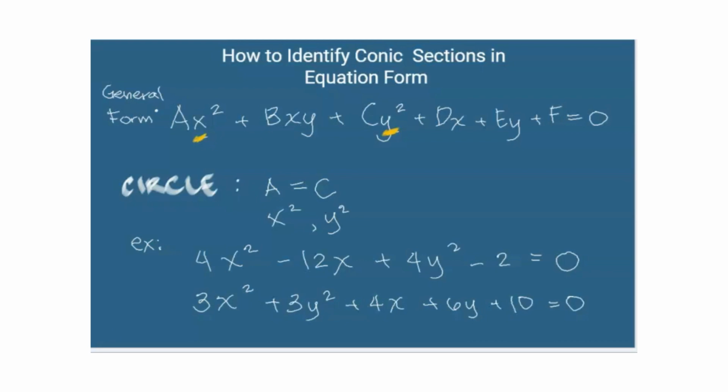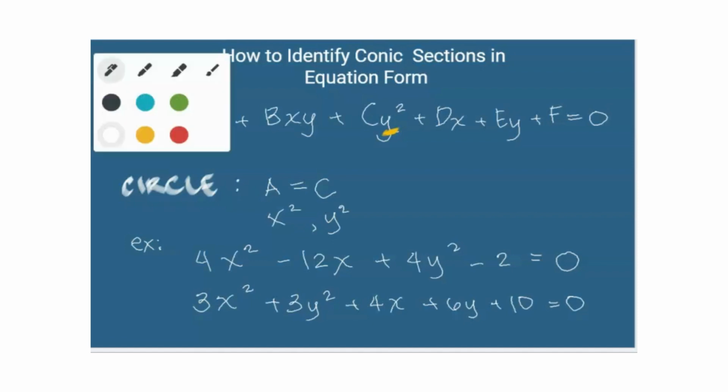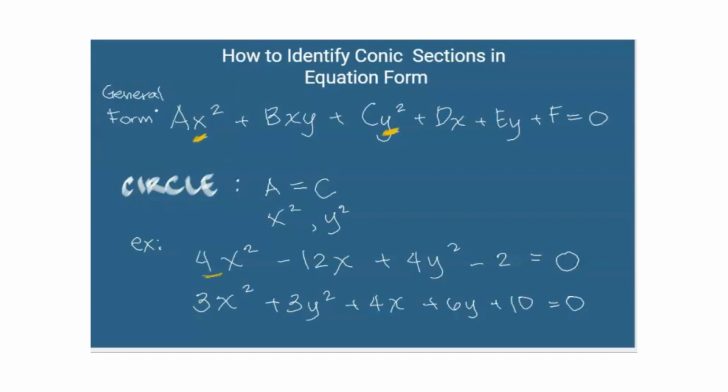For example, 4x squared minus 12x plus 4y squared minus 2 equals 0. So this equation is a circle because the coefficient of x squared, which is 4, and the coefficient of y squared are equal. They're both positive 4. And also we have x squared and y squared.